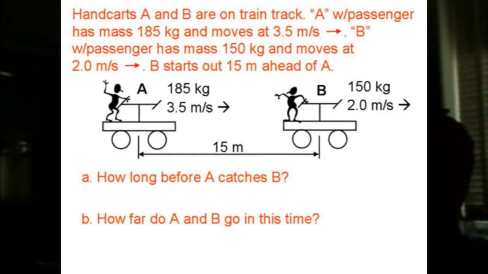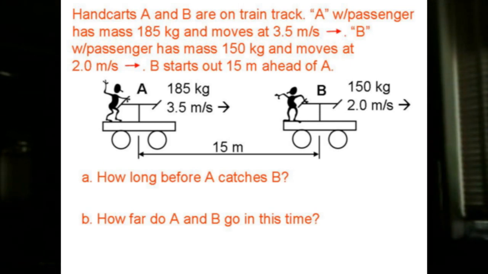Next, all right, so here's hand carts. A and B are on train tracks. A with a passenger that's 185 and moves at 3.5 meters per second. B with a passenger that has 150 kilograms and moves at 2 meters per second. B starts out 15 meters ahead of A.